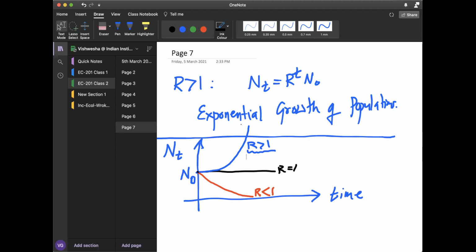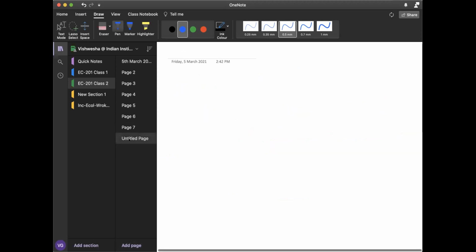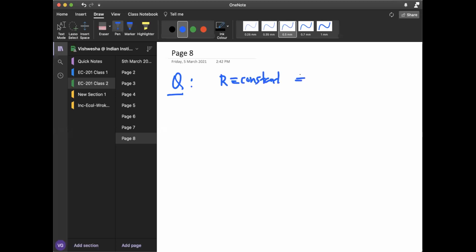Now here is the question I'm going to ask you. Don't answer the question right away, because I'll first give the question. We wrote down an equation for population under the assumption that R is constant across all generations, and therefore we arrived at an expression N(t) equals R to the power t times N0. Of course, we started off with a much simpler equation, N(t+1) equals R times N(t). This is how we started off.